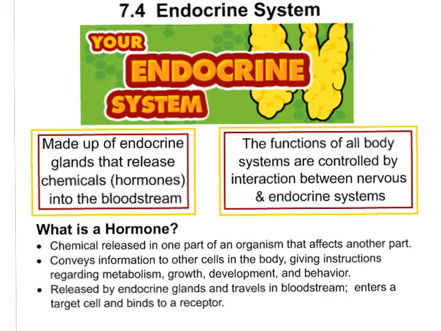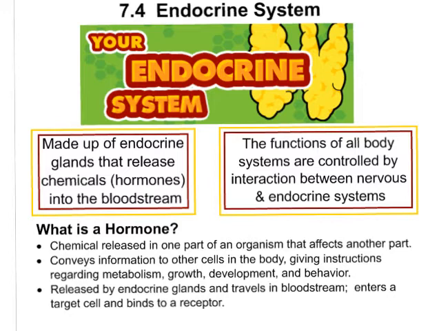All right, this section is dealing with the human endocrine system. And if you've not heard of that, basically, the endocrine system is made up of endocrine glands. And those glands release chemicals that are called hormones into the bloodstream. We're going to talk a little bit first about what a hormone is.